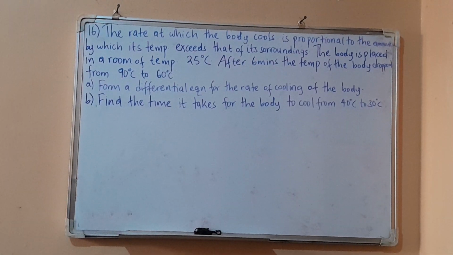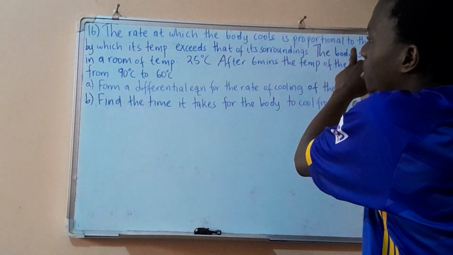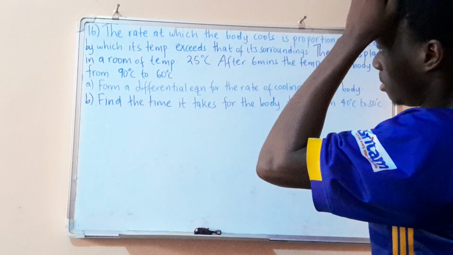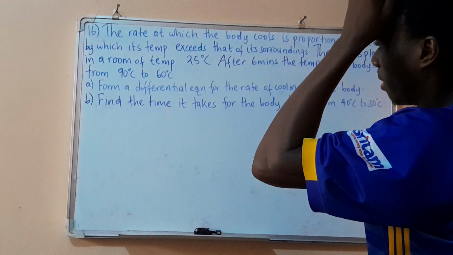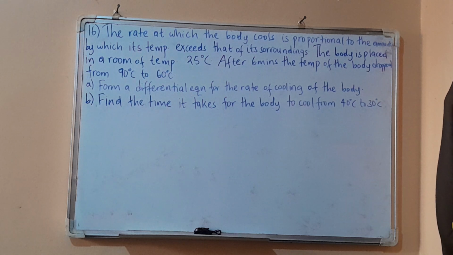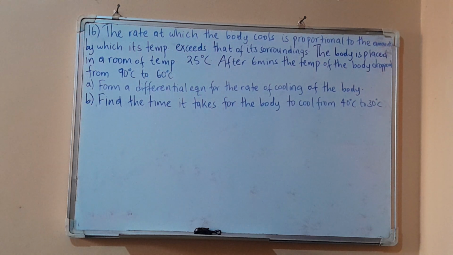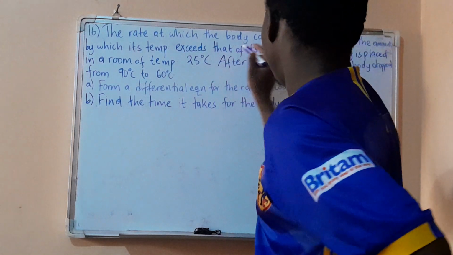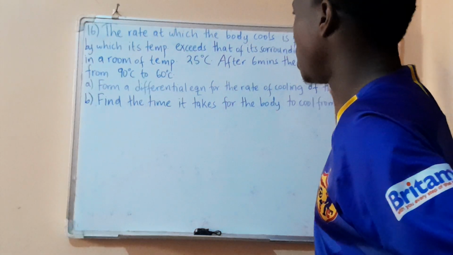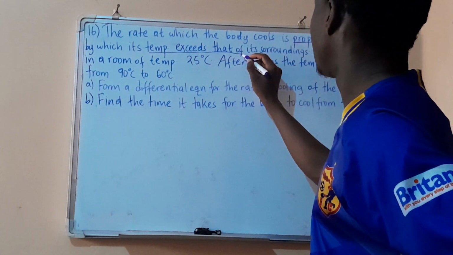We have question 16. The rate at which the body cools is proportional to the amount by which its temperature exceeds that of the surroundings. The body is placed in a room of temperature 25. So we have the rate at which the body cools. That rate is proportional to the amount by which the temperature of the body exceeds that of the surroundings.